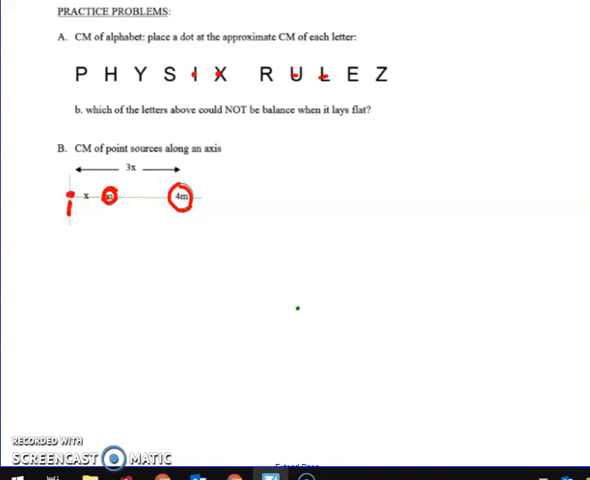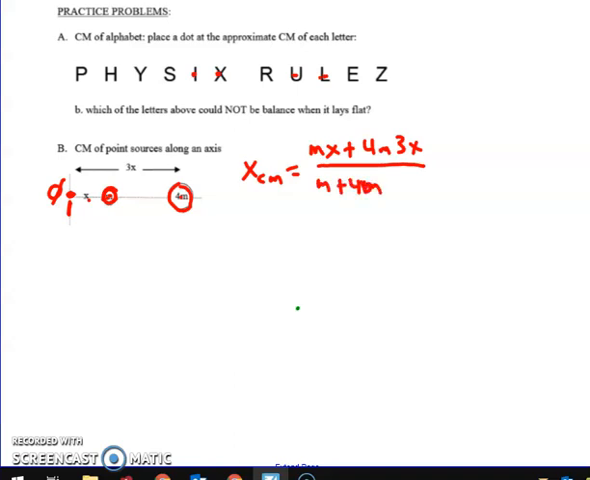The easiest thing is going to call this 0. There's my origin. Okay, so let's apply the equation. My x center of mass is going to be the product of this mass times this distance, so that's mx, plus, since I have to do a summation, this mass, which is 4m, times its distance, which is 3x, all divided by the total mass. So that's m plus 4m.